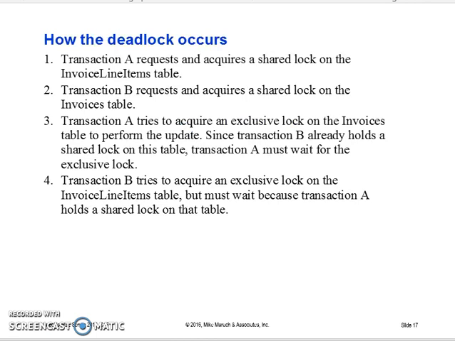Here is how the deadlock occurs. Transaction A requests and acquires a shared lock on the invoice line items table. Transaction B requests and acquires a shared lock on the invoices table. Transaction A tries to acquire an exclusive lock on the invoices table to perform the update. Since transaction B already holds a shared lock on this table, transaction A must wait for the exclusive lock. Transaction B tries to acquire an exclusive lock on the invoice line items table, but must wait because transaction A holds a shared lock on that table.